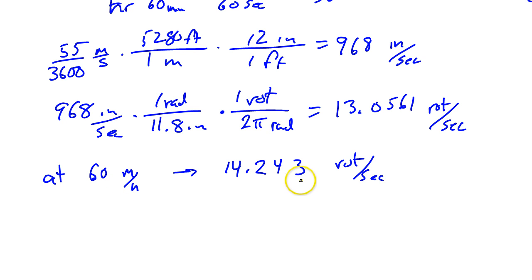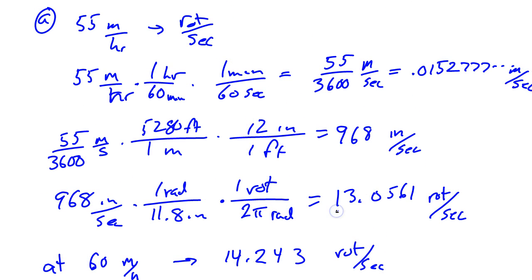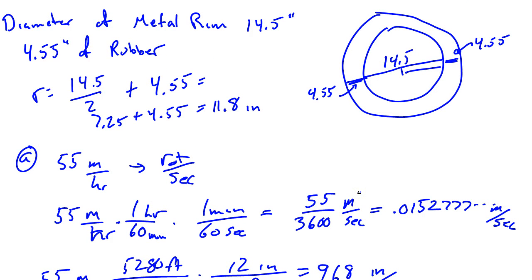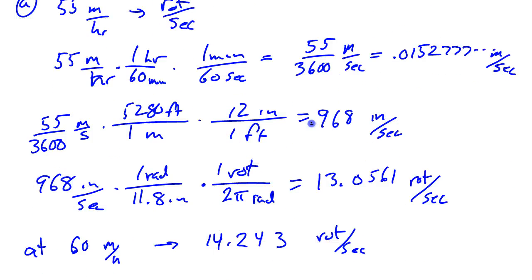But now I say, wait, I got new tires. So now my radius is, instead of, where are we up here? Instead of 7.25 plus 4.55, my rubber is now 5.65. So when I add those up, there's 12.9. Yes, that's 12.9 inches. Okay. So I got a 12.9 inch radius.